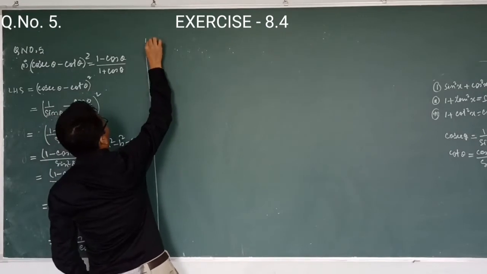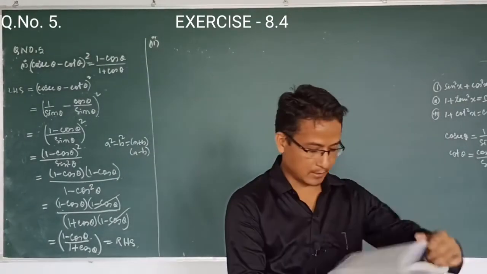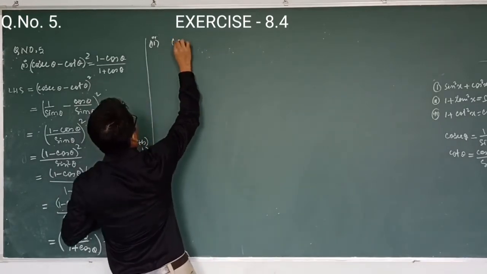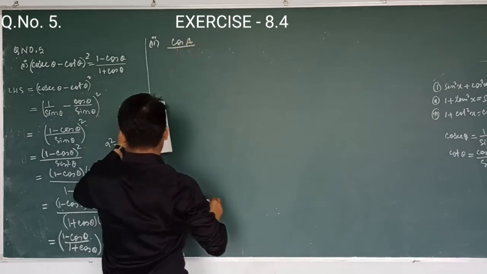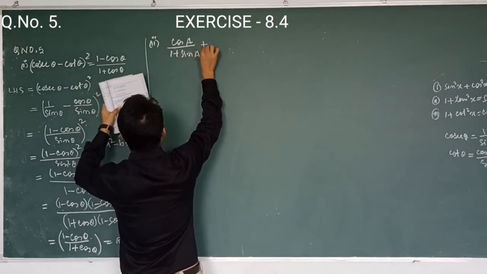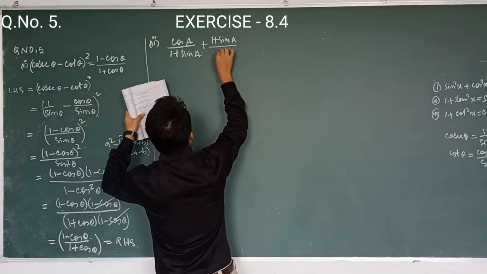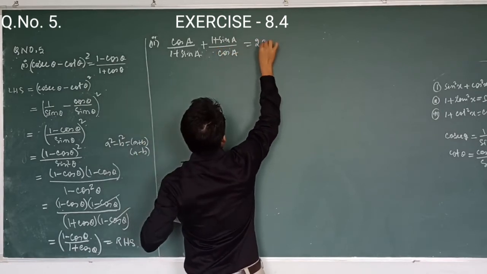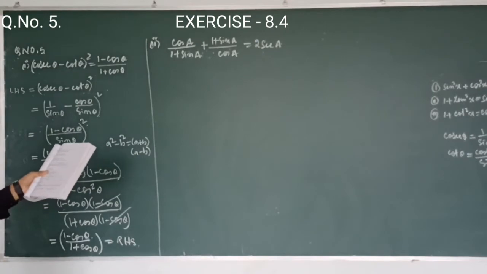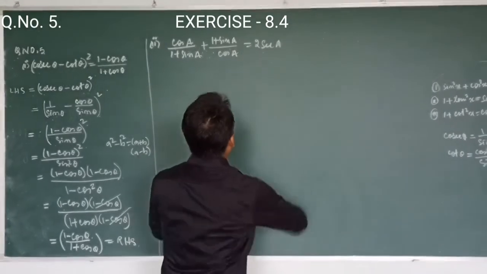Now you will see Roman number 2. Roman number 2 is cos A by (1 plus sin A) plus (1 plus sin A) by cos A, which is equal to 2 sec A. So we are going to prove this equals 2 sec A, let's see.